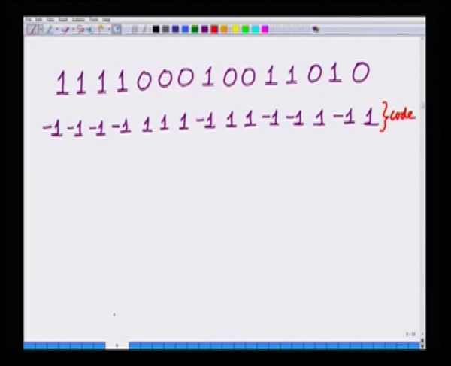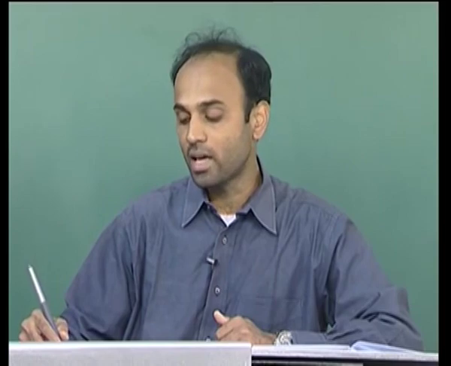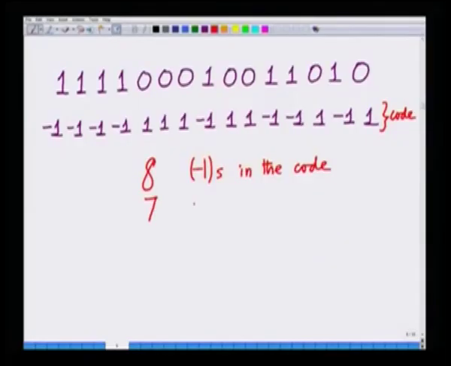Let us count the number of 1s and minus 1s in this code. The number of minus 1s is 1, 2, 3, 4, 5, 6, 7, 8. So, there are 8 minus 1s in this code, and the number of 1s is therefore 15 minus 8 is 7. So, there are 7 plus 1s in the code. Hence, what we can see is that this code is roughly balanced.